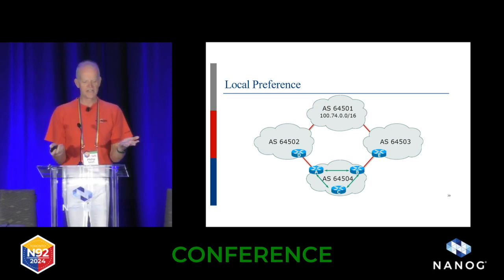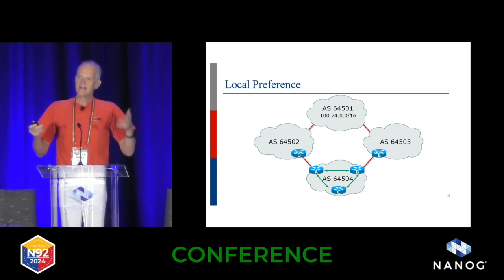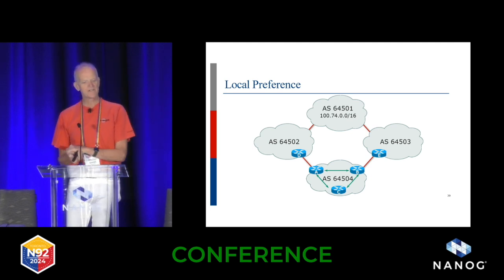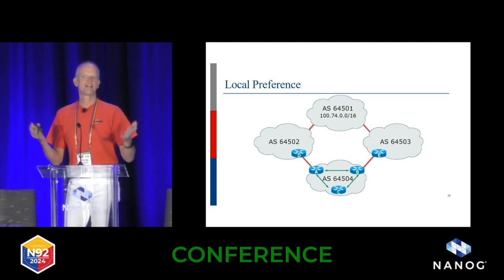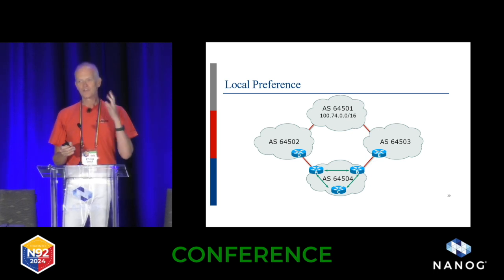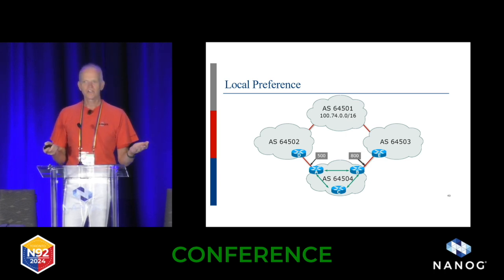Right? We have a situation like this. A human can look at it and say, yeah, today I feel like going through 64502. Tomorrow, I'll go through 64503. You don't have that intelligence in the routers, and please don't even start me on AI or machine learning. You don't have that intelligence in routers. You need to determine where things are going to go, right? So you can use local preference.